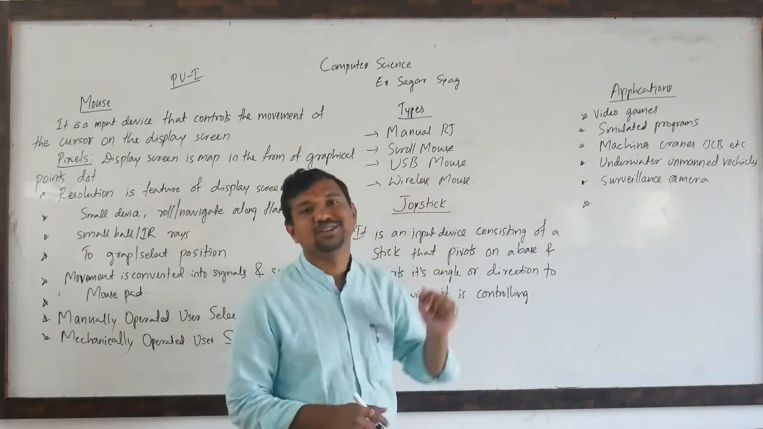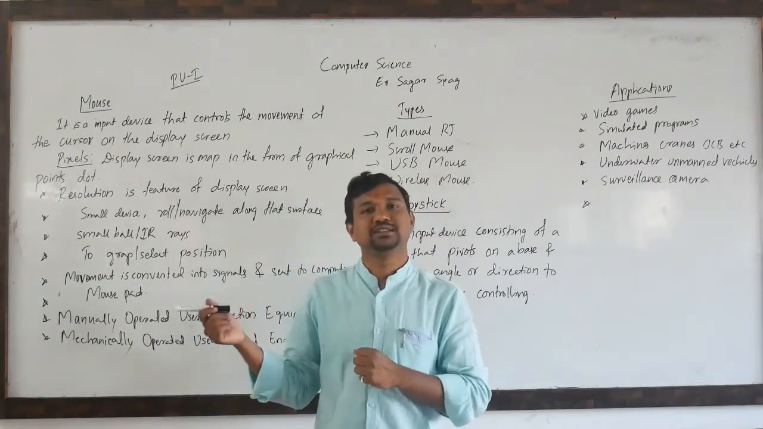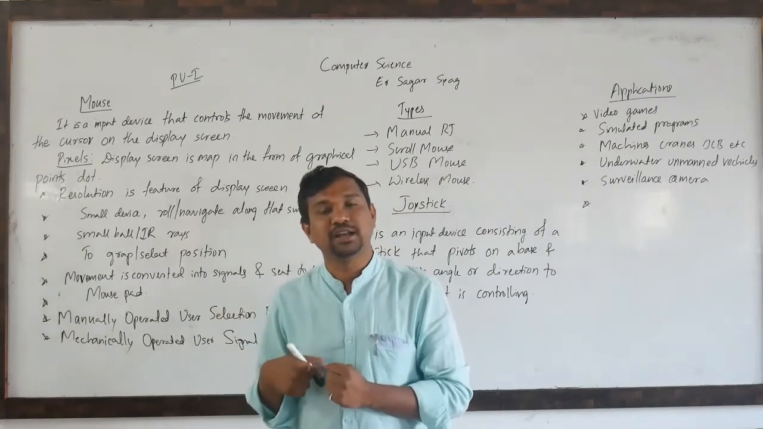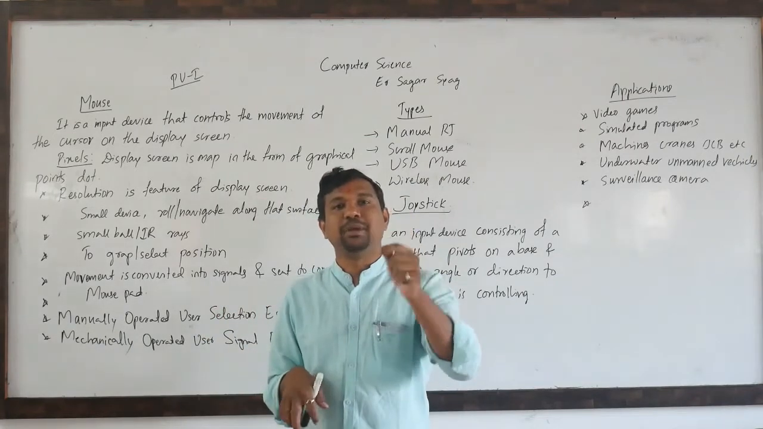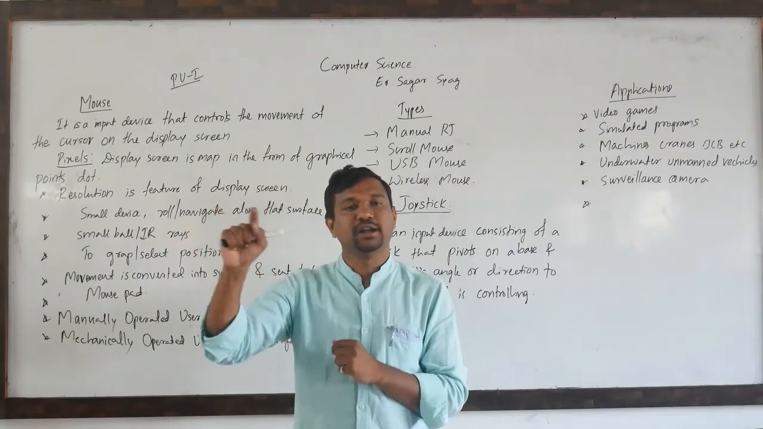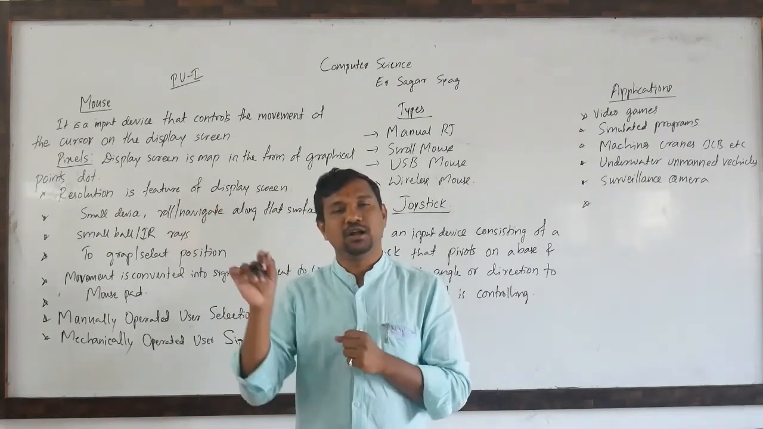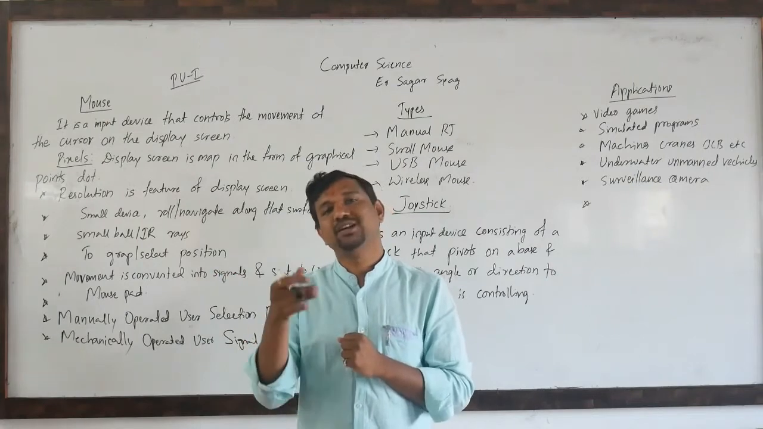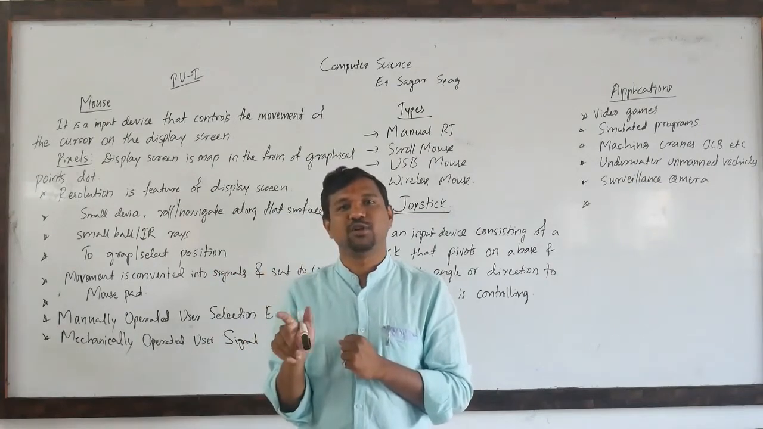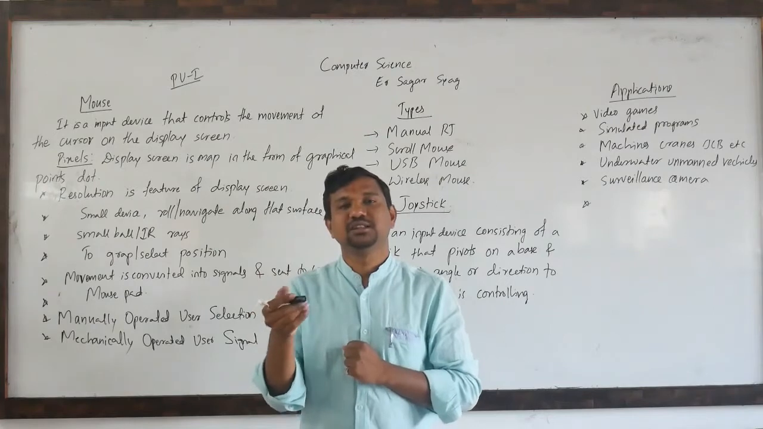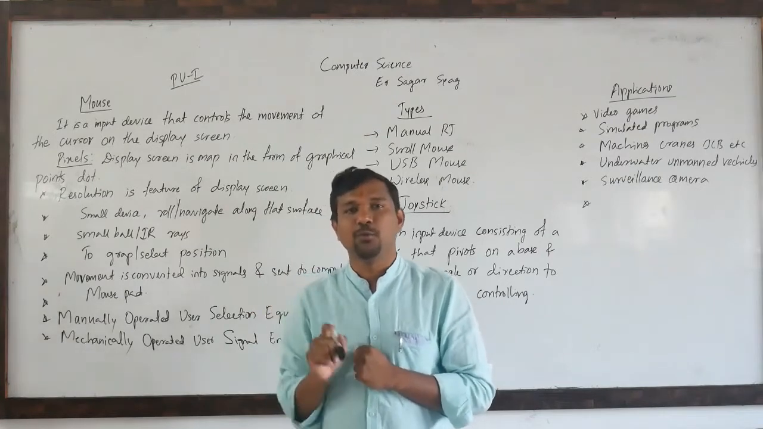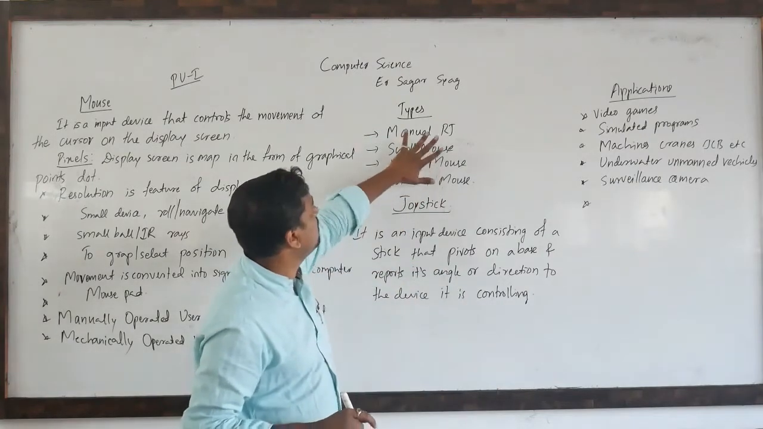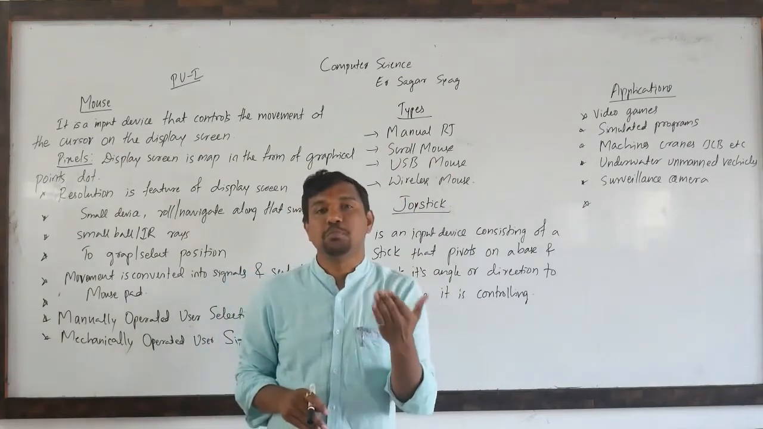And the next one is the wireless mouse. As with the keyboard, we have a wireless mouse also. There is a pin that will be connected into the computer's USB port, and the mouse can be operated within one room, a range of 1 to 40 feet. That is one classroom or one room. This is all regarding the types of mice.